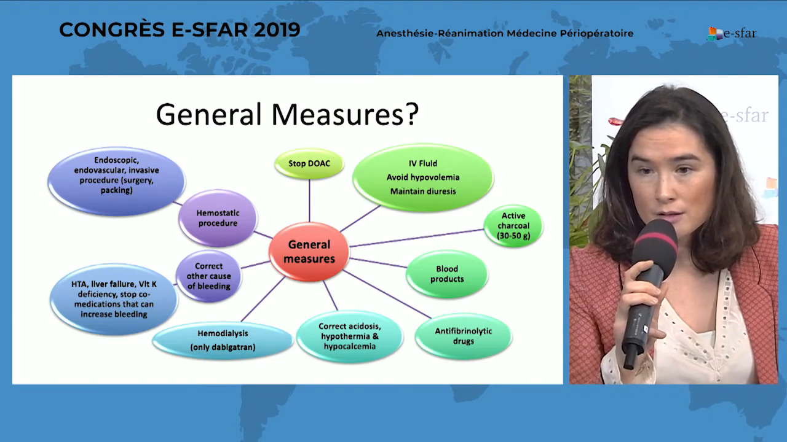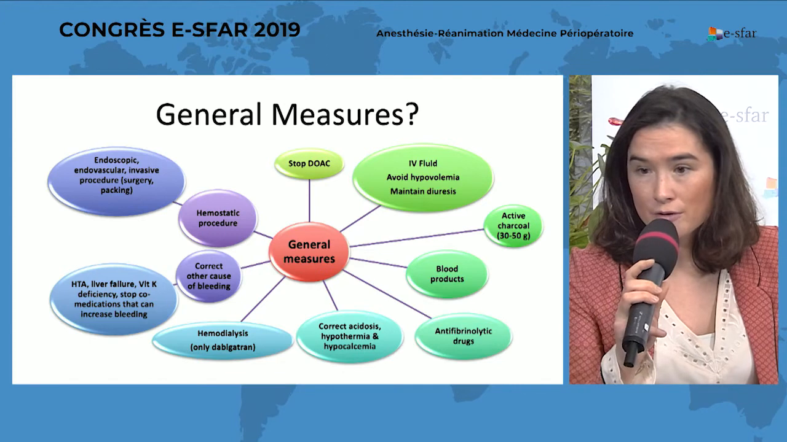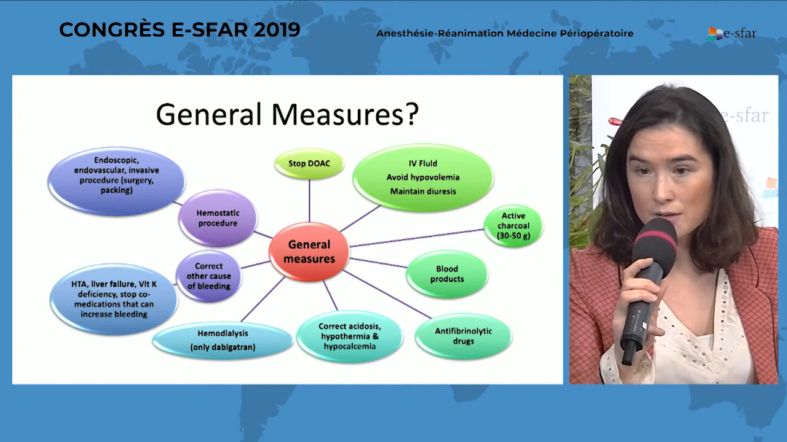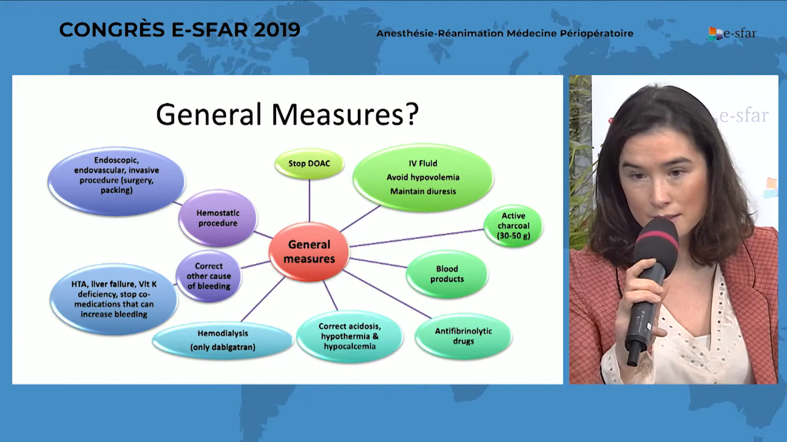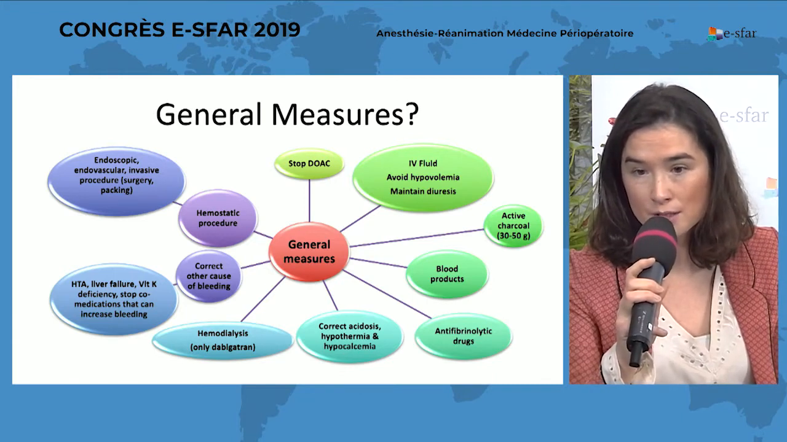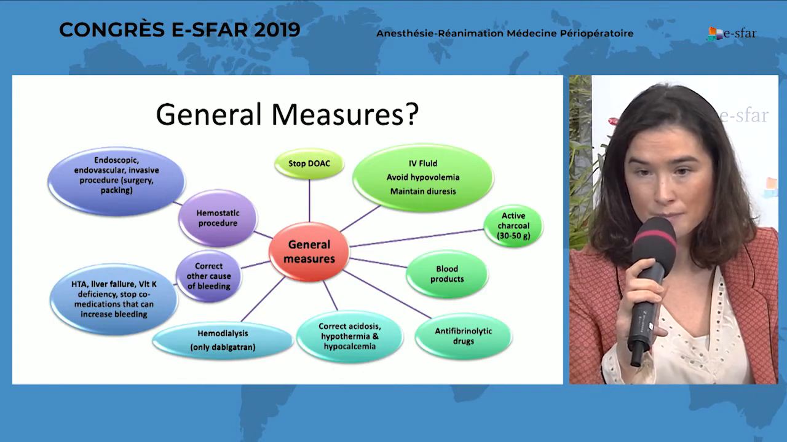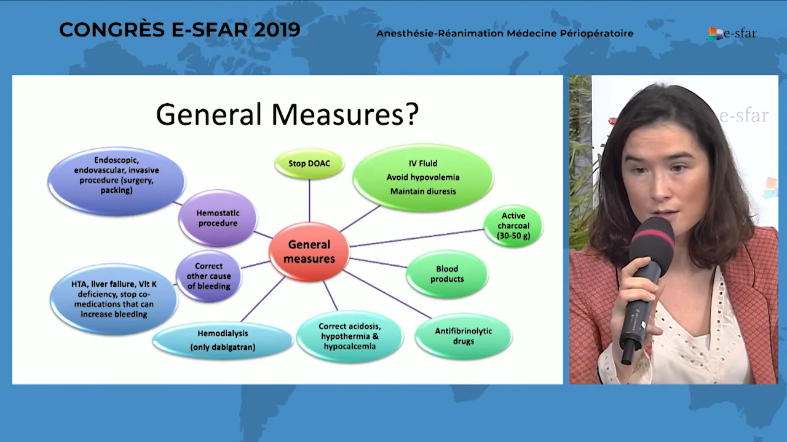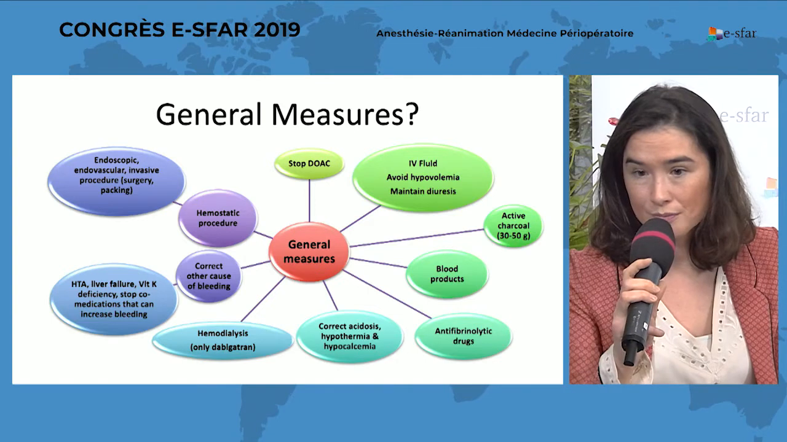You will not forget to give fluid to the patient to avoid hypovolemia and maintain diuresis. Correct acidosis, hypothermia and hypocalcemia, and correct other causes of bleeding. Hypertension is important in case of intracranial bleeding, to control hypertension below 140 millimeters of systolic blood pressure. Liver failure, vitamin K deficiency, and stopping co-medications that can increase bleeding are also points to assess.